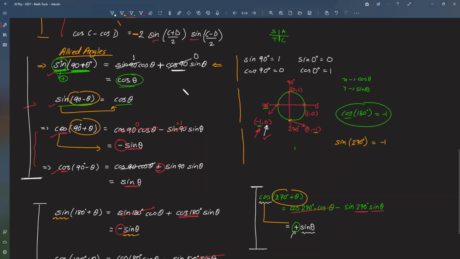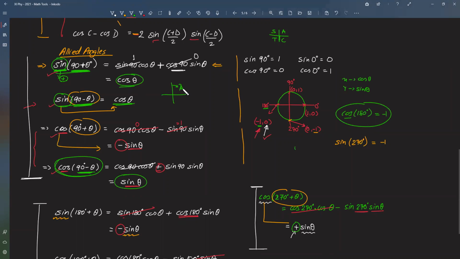Similarly here, 90 minus theta. When you do 90 minus theta, from 90 you are coming backward, in the reverse direction, so you will come back to the first quadrant. In the first quadrant, all ratios are positive, so the sign will also be positive. Similarly, think about cos of 90 minus theta. Now you try to apply that. 90 minus theta means what? First quadrant. In the first quadrant, all the ratios are positive.